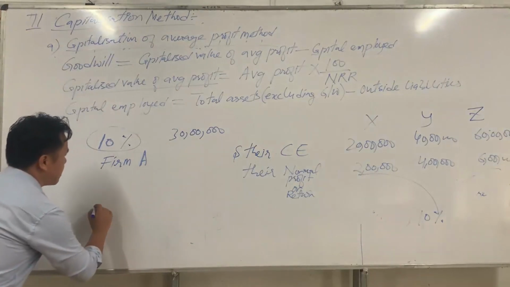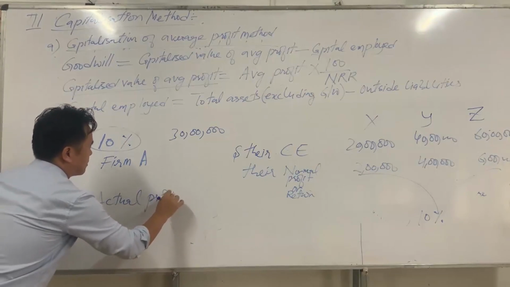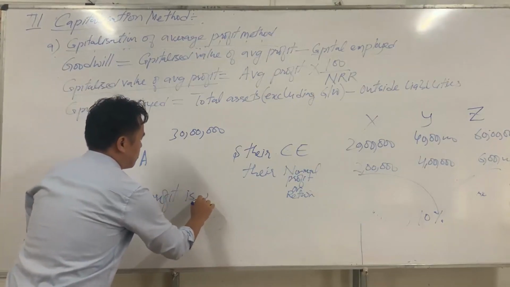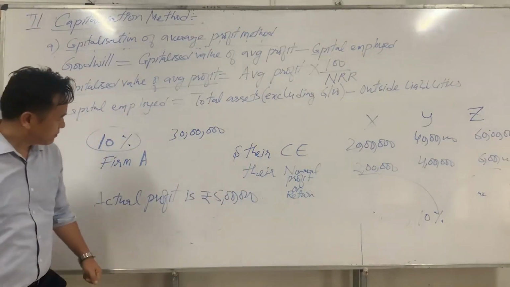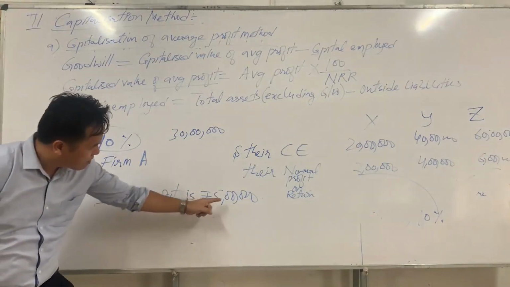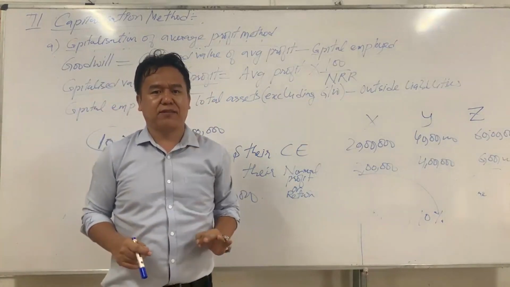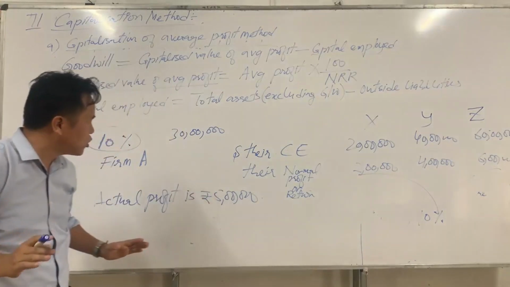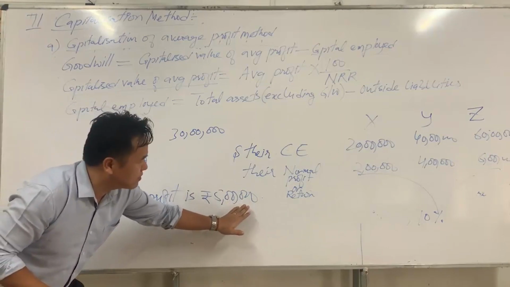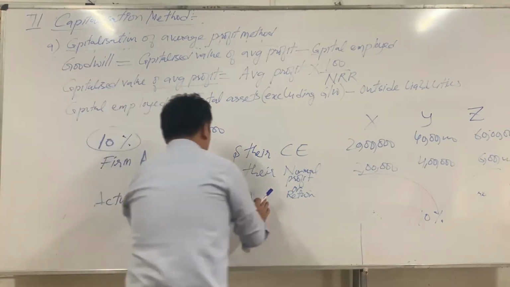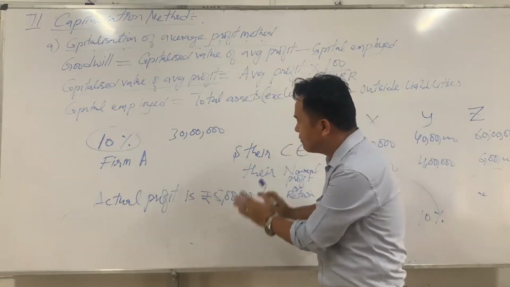Okay, so now suppose say our firm's actual profit is rupees 5 lakh. Our actual profit is 5 lakh. Now the question is, how much capital should be invested in order to earn actual profit of rupees 5 lakh? I mean, in order to earn this profit, how much capital should be invested by the firm?